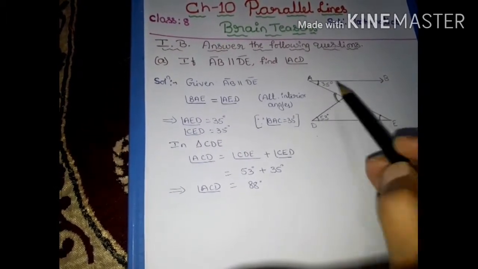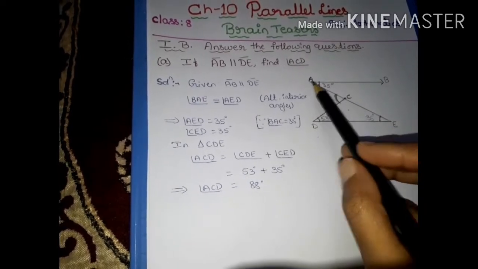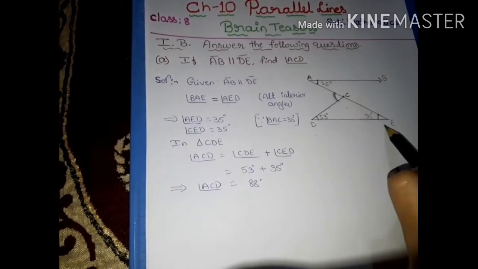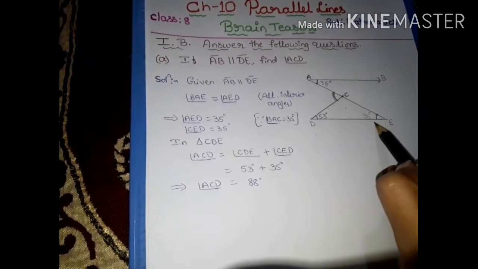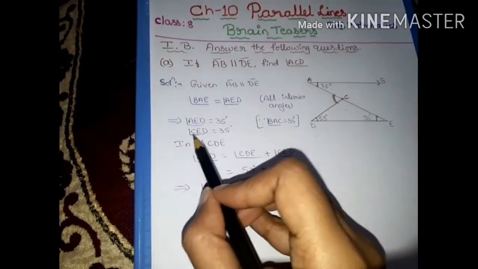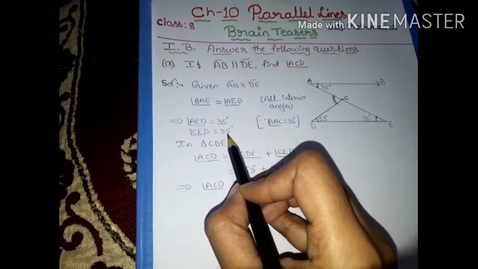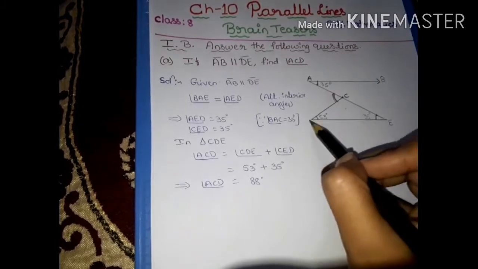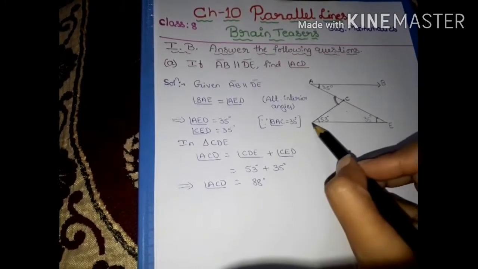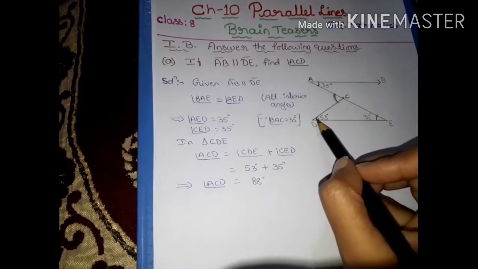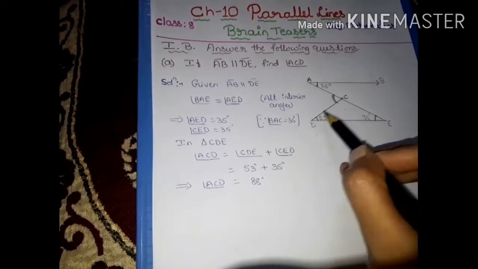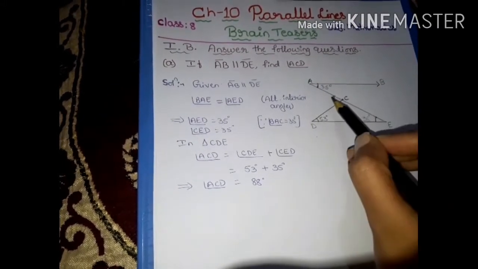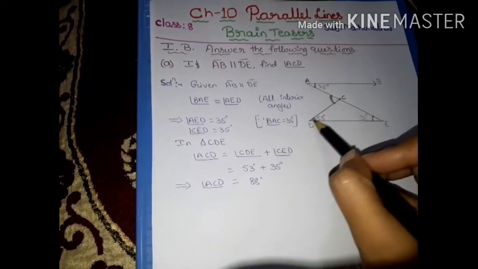AED is 35 degrees. You can write this angle, CED, also as 35 degrees. AED is 35 degrees, CED is also 35 degrees, because BAE measures 35 degrees. Now consider triangle CDE. So apply the exterior angle property. The exterior angle here is angle ACD. This is the exterior angle for triangle CDE.